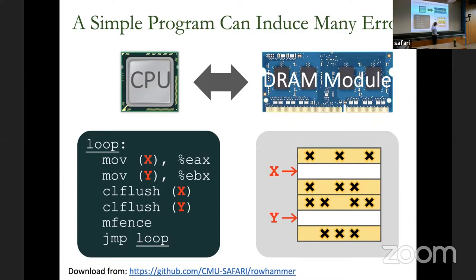What they did was they basically used an observation that we had in our paper, that if you choose X and Y such that only one row is sandwiched between X and Y, you can get many more bit flips and you can get to the bit flips earlier. That's called double-sided row hammer. Double-sided means you're actually hammering a victim row by sandwiching it from both sides, essentially.